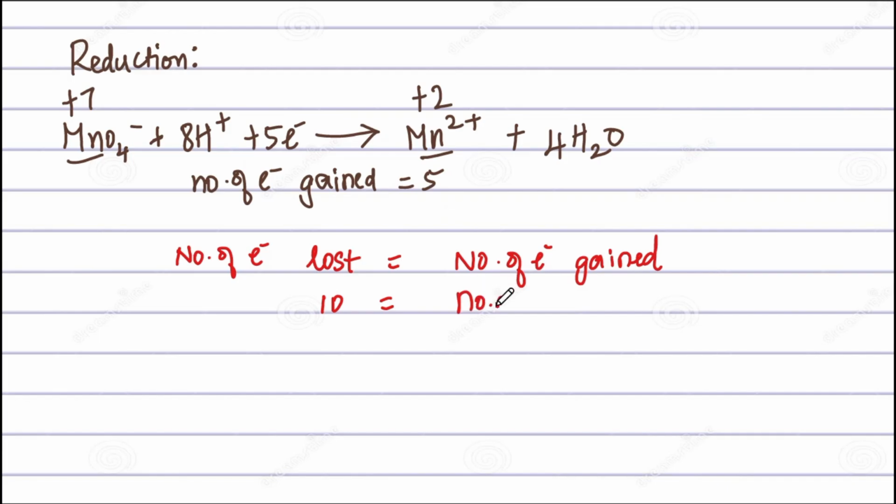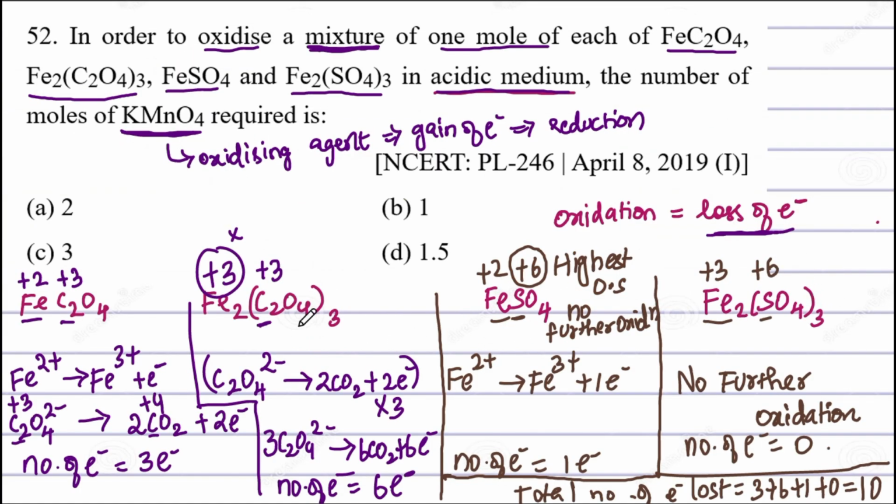It means that there are some other moles of KMnO4-. So number of moles into 5. So you have to find the number of moles. Number of moles is equal to 10 divided by 5. So that is equal to 2. So the number of moles of KMnO4 required is option A, 2. I hope you understood this question.